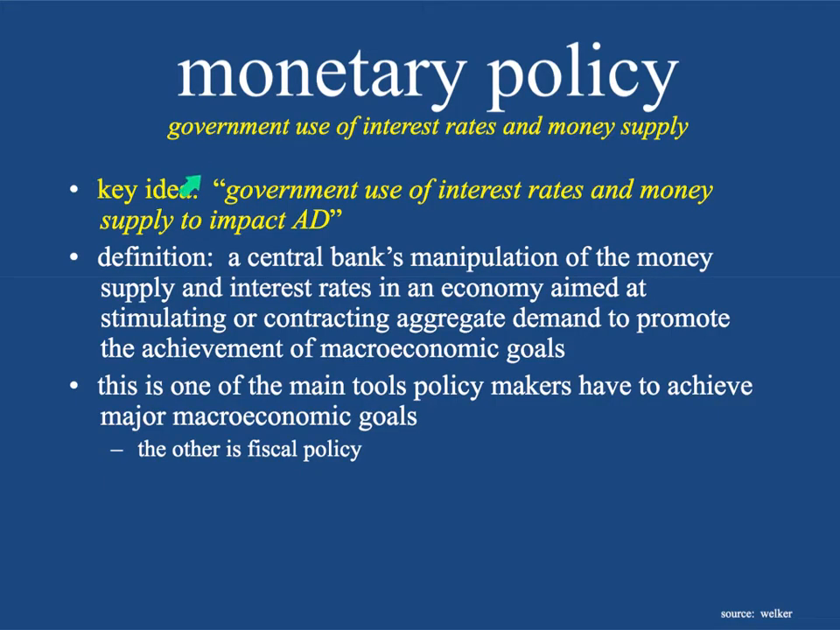All right, so check it out. Monetary policy: government use of interest rates and the money supply. Key idea: government use of interest rates and the money supply to do what? To impact aggregate demand. So the goal here is the government's looking at aggregate demand and is going to figure out how to use this tool of monetary policy to manipulate aggregate demand.